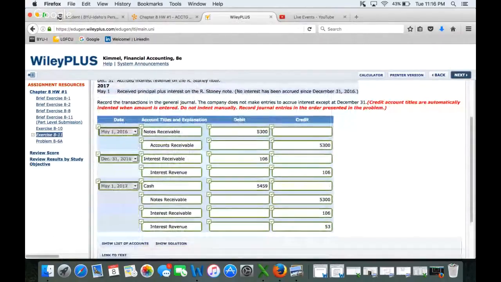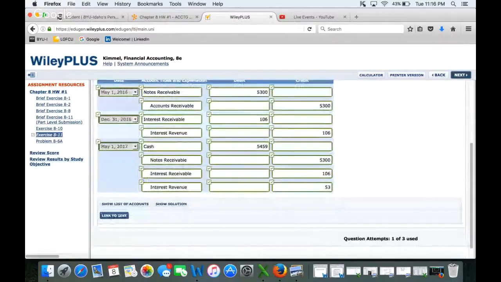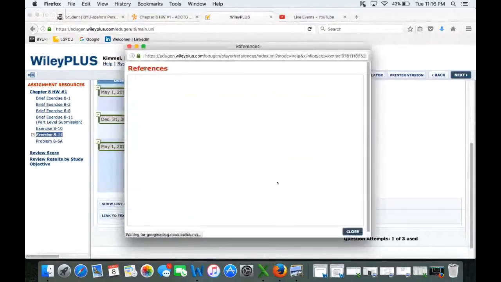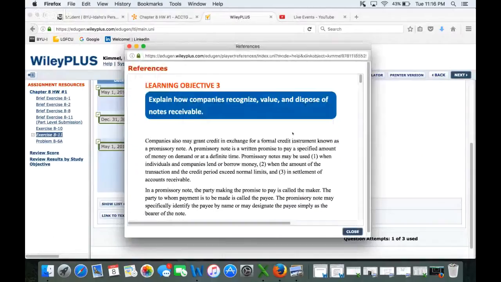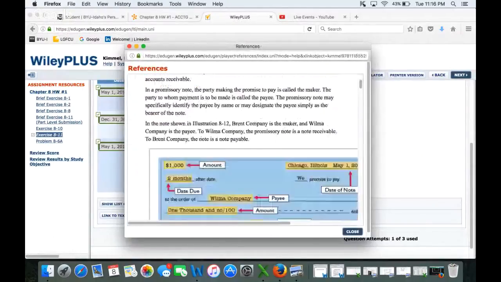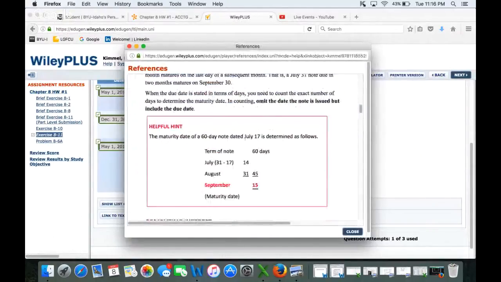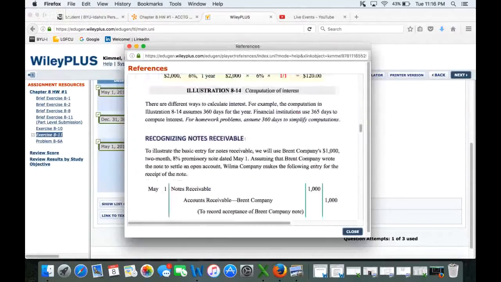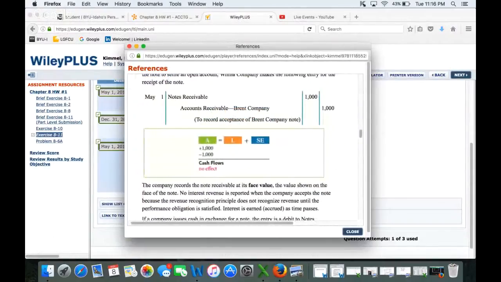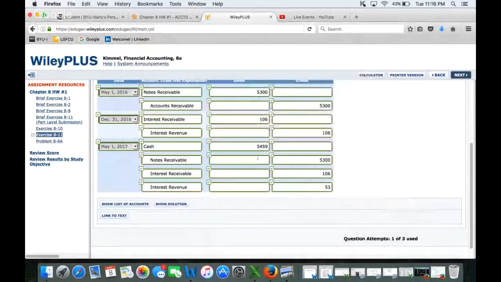Something that I'd recommend is selecting the link to text button if you start getting lost. I found myself kind of getting confused with some numbers, and they put a lot of good visuals in here that help kind of remind you what the correct titles for certain accounts and everything would be. So that helped me out a lot. So that might help you all as well.